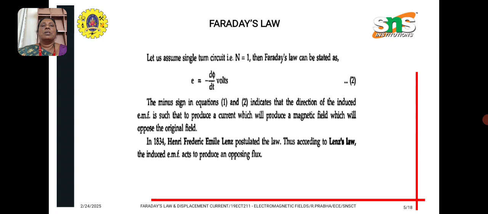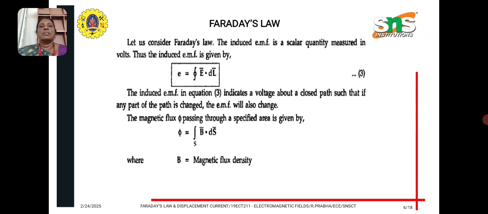If there is a single turn circuit, then the N value becomes 1, and Faraday's law is given by E is equal to minus d phi by dt volts. The minus sign indicates that the direction of the induced EMF is such that it produces a current which will produce a magnetic field which will oppose the original field. In 1834, Heinrich Lenz postulated the law. Thus, according to Lenz's law, the induced EMF acts to produce opposing flux.